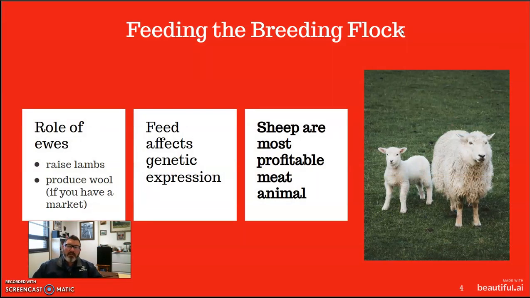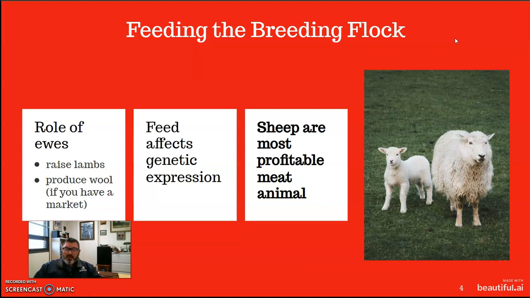So the first segment here in this two-part series is going to focus on the breeding flock and the ewes. Of course, their role is to raise the lambs, and then if you have a market for wool, which is primarily non-existent anymore unless you've got a niche market, then wool production is pretty critical there as well. But the primary revenue generation is, of course, off of those market lambs. Just like with all of the species, feed affects genetic expression, and the quality and the efficiency and the accuracy with which we put together effective feeding programs is going to clearly impact genetic expression.